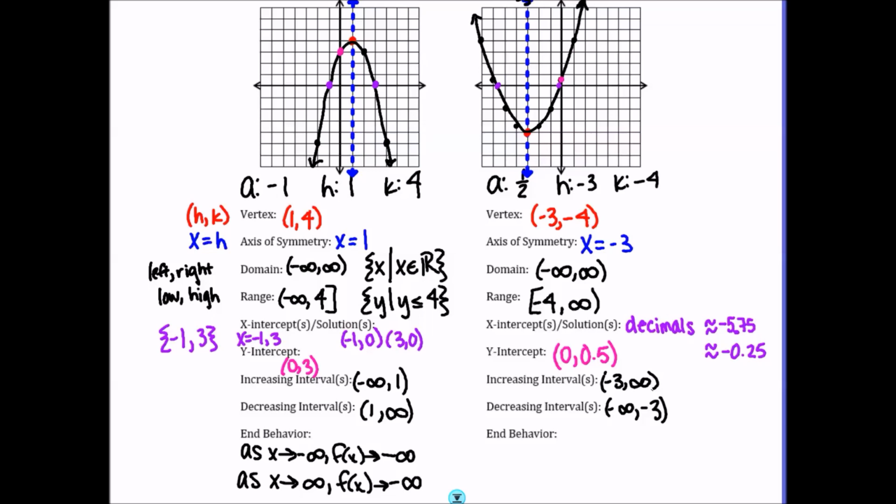Last but not least, we have our end behavior. So we have as x approaches -infinity, f of x approaches, so if you look on the left side of the graph, it is going up, so it is approaching infinity. And as x approaches positive infinity, which means the right side of the graph, that side is also going up, so that is also approaching infinity. Most of this should be review from our functions unit. It's just we're concentrating on parabolas now.